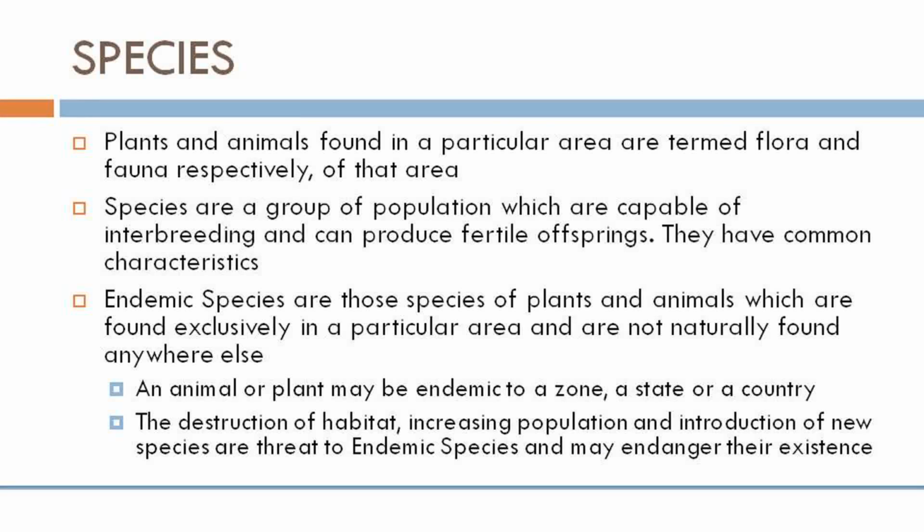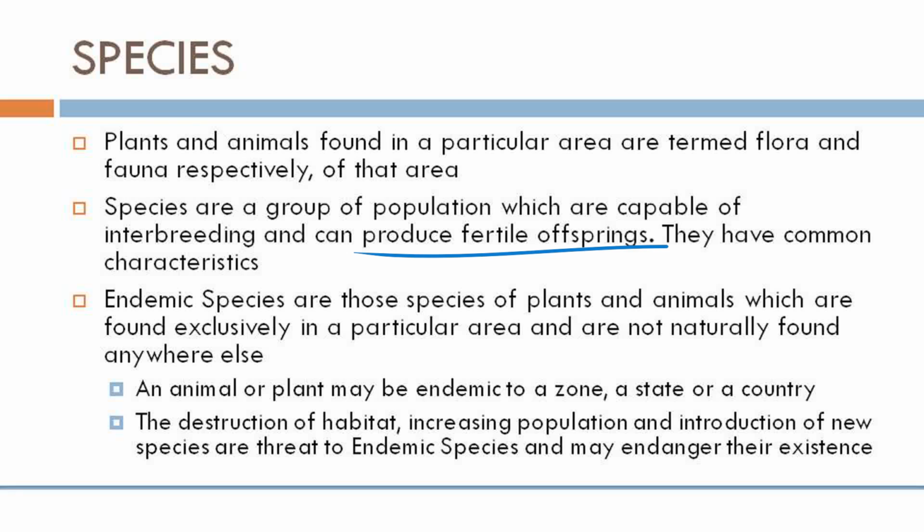Plants and animals found in a particular area are termed flora and fauna respectively of that area. Species are a group of population which are capable of interbreeding and can produce fertile offspring. They have common characteristics. For example, human beings are a species.